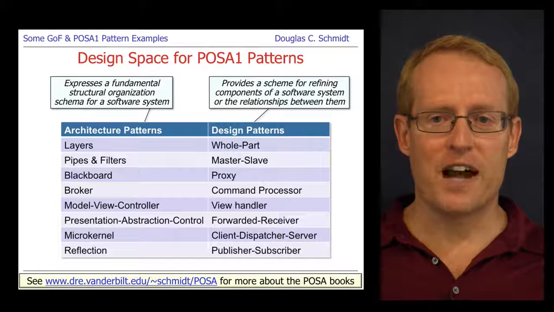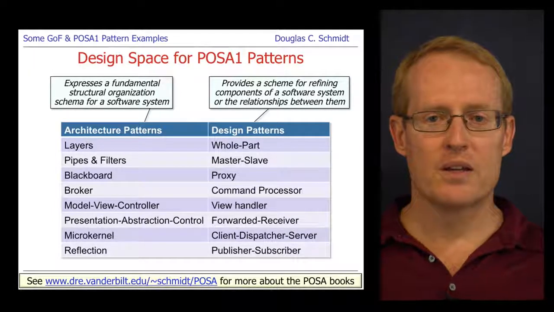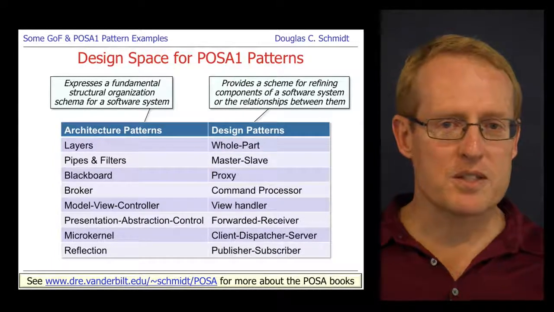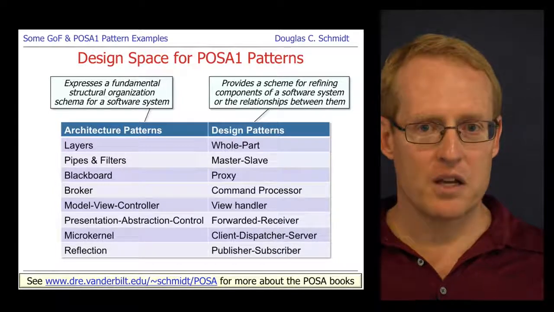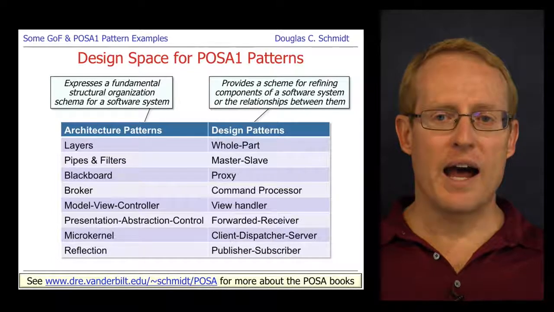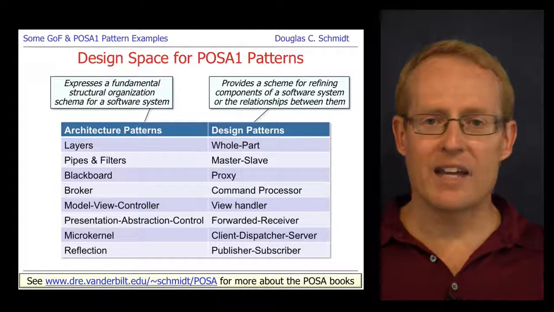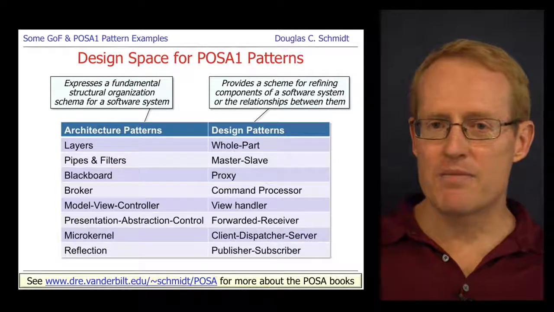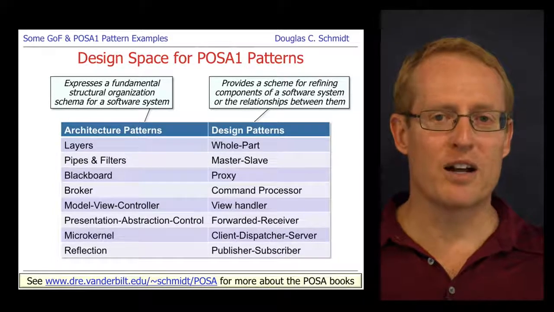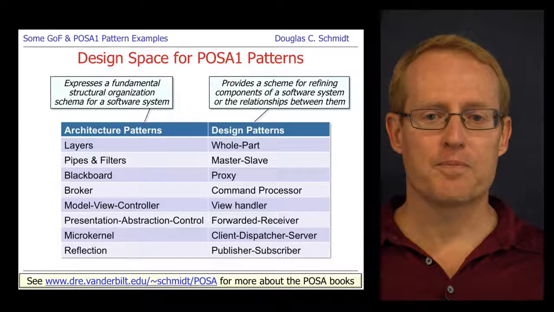Design patterns are defined as a way to provide a scheme for refining components of a software system or the relationships between those components. The idea here is that in some sense the design patterns are perhaps a bit less strategic than the architectural patterns. They're a bit more tactical in focus. There's design trade-offs that are a bit more microscopic in scope, and you conceivably could get some of the design patterns wrong and still have things work. If you get the architecture patterns wrong, you're in for a world of hurt over the life cycle trying to evolve and maintain the code.